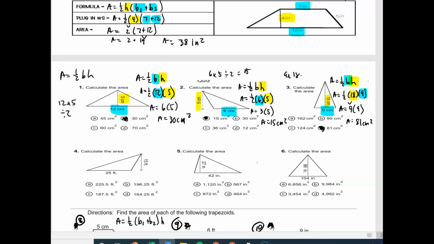So 4, 5, and 6 you're going to do on your own. Again, base times height, but then just remember to divide by 2. So don't get freaked out by it at all, right?